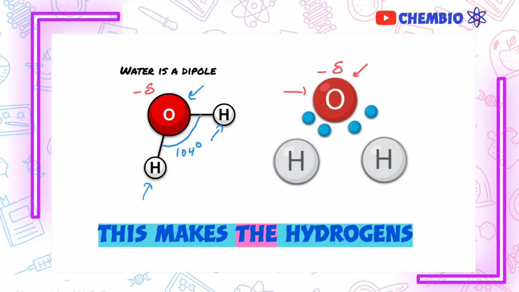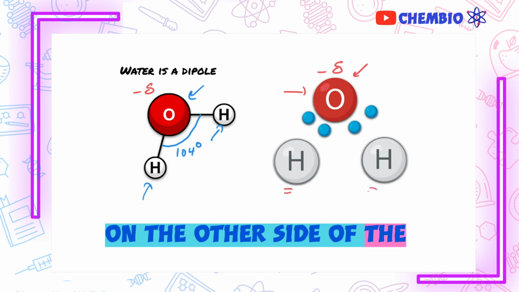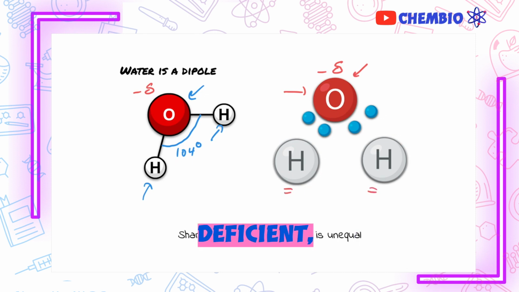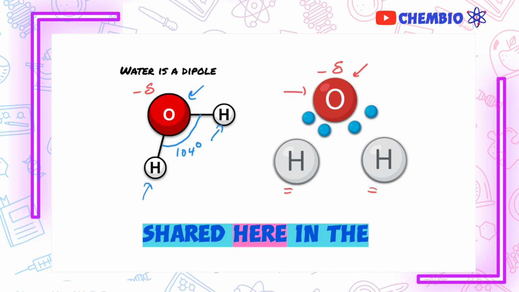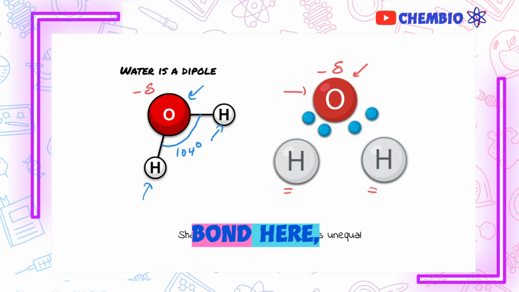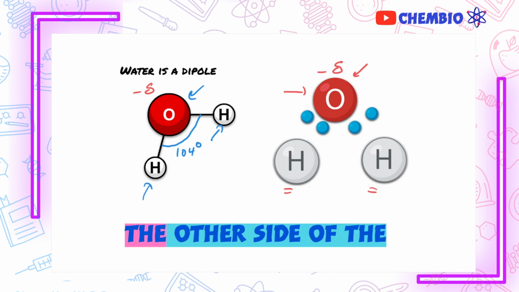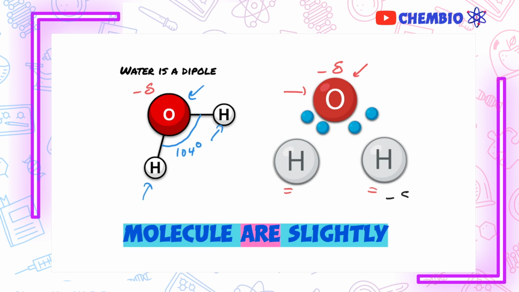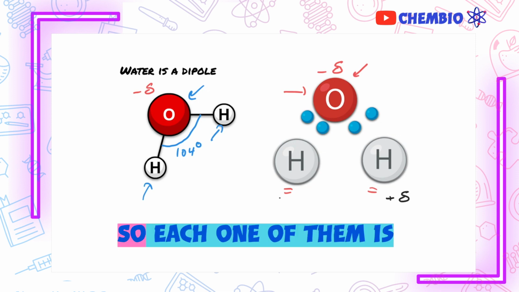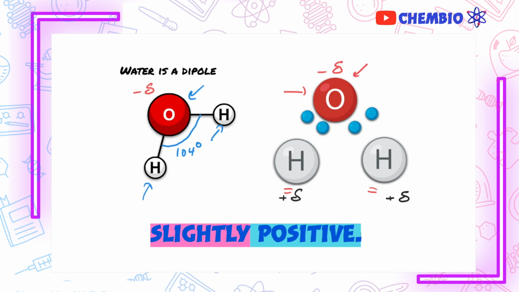This makes the hydrogens on the other side of the molecule slightly deficient of electrons. They've not totally lost the electrons. The electrons are still shared here in the middle. There's still a covalent bond here, but it's unequal sharing. And these hydrogens on the other side of the molecule are slightly positive. So each one of them is slightly positive.